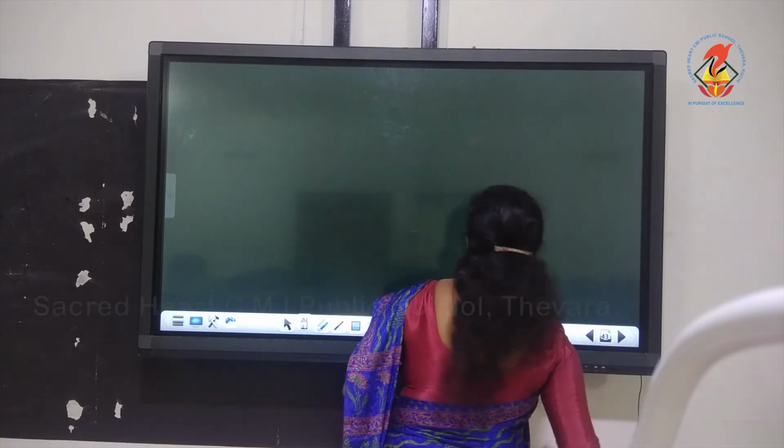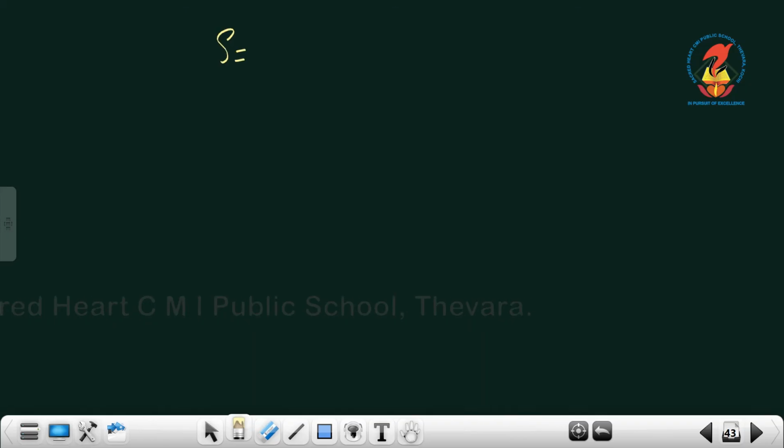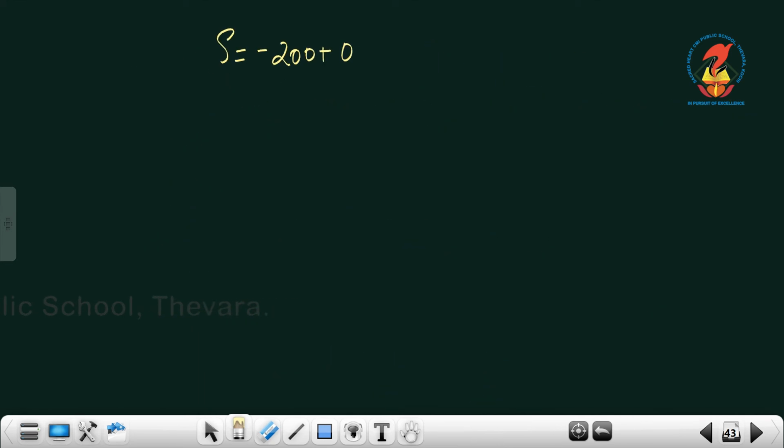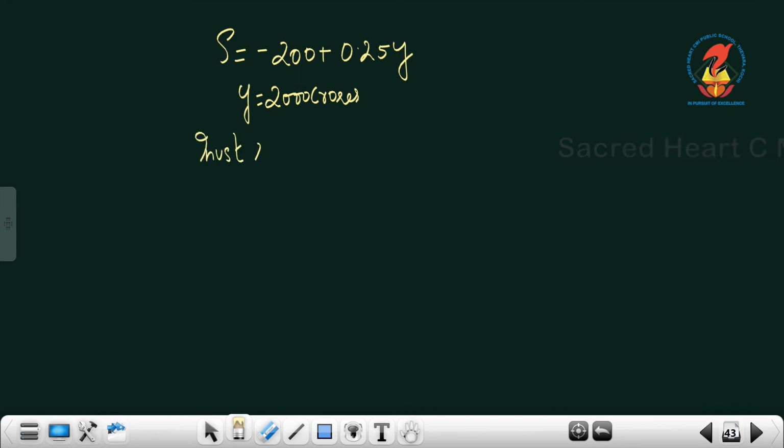So we will write down the function given as S is equal to minus 200 plus 0.25 Y. Y is given as 2000 crores. Then you are asked to find out investment expenditure at equilibrium level of income.